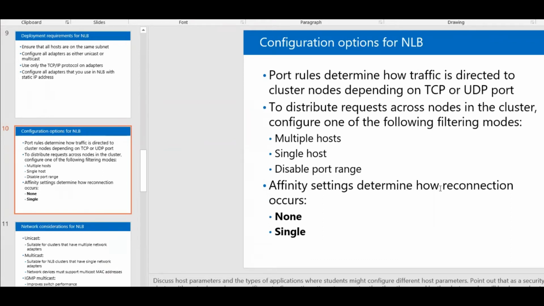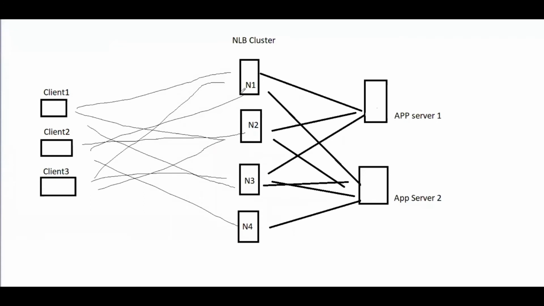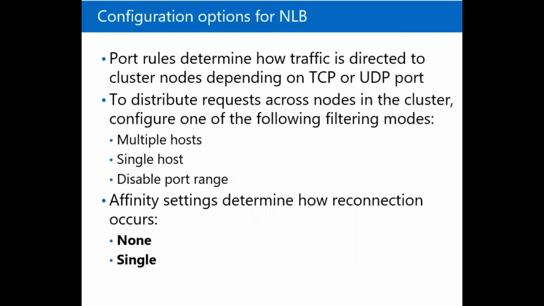Affinity settings determine how reconnections occur. Affinity means how reconnections will occur. For example, a client today is using a particular node. This client always uses node one. So tomorrow when the client tries to reconnect to the applications, whether the client will always be directed to the same node or to any other node, you can set up from the affinity settings. Because if it always goes to the same node, maybe it will be faster. The client will get slightly faster connectivity with the applications.